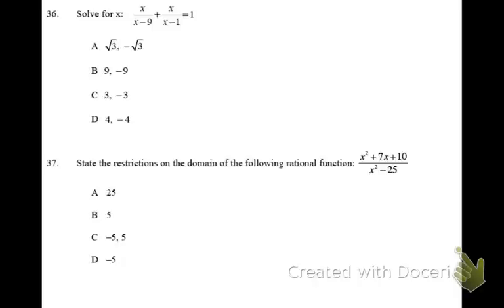You need a common denominator. So your common denominator needs to be able to cancel out all of your denominators, so it needs to have the x minus 9 and the x minus 1. So you're going to multiply each fraction by that common denominator. I'm just rewriting it.